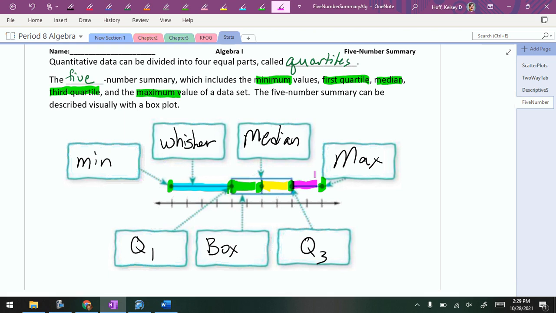And every single one of those chunks contains 25% of your data. There's 25% there, there's 25% here, there's 25% here, and there's 25% here. So the quartiles are all split up 25%, 25%, 25%, 25%. I will tell you, this is easiest done by immediately putting your numbers in order from least to greatest. It's going to point out your minimum, it's going to point out your maximum, and your median's easy to find.